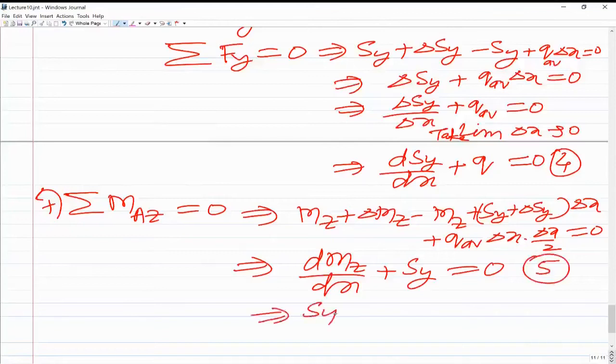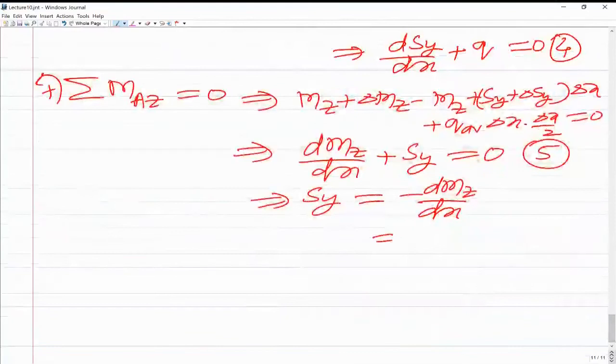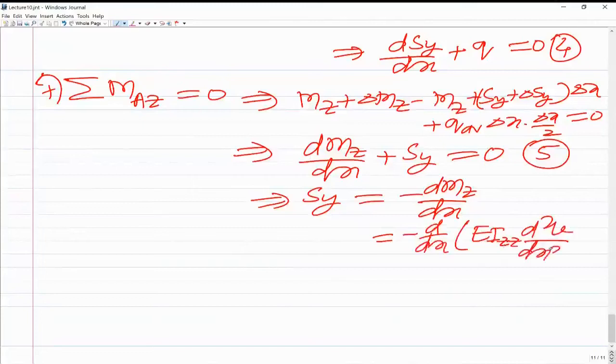From this equation you can also say that the shear force Sy would be minus dMz by dx. And now Mz we have already written, so we can say this would be d by dx of Mz, which is EIzz into d2v by dx square. So this is another equation. So let me say equation number 6. So you now know the bending moment in terms of displacement v, the transverse displacement, is EI into d2v by dx square, and the shear force Sy is minus d by dx of EIzz into d2v by dx square. So this is the shear force.